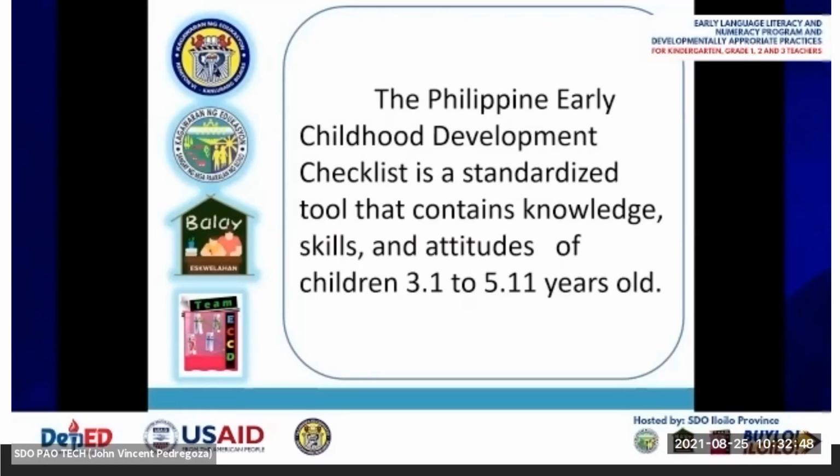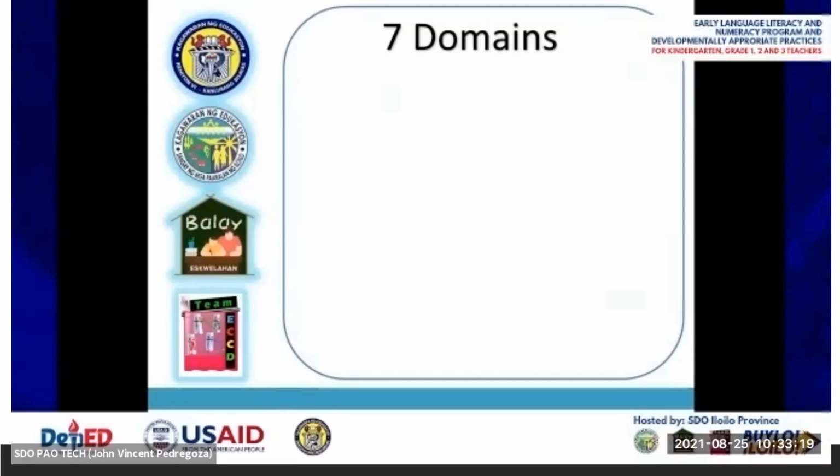The checklist is not intended to be used to make a medical diagnosis or determine a child's intelligence quotient or gauge his academic achievement. It is only the first of several steps in a comprehensive assessment process that a child at risk is expected to go through so he can get the help he needs as early as possible. The ECD checklist contains 7 domains.